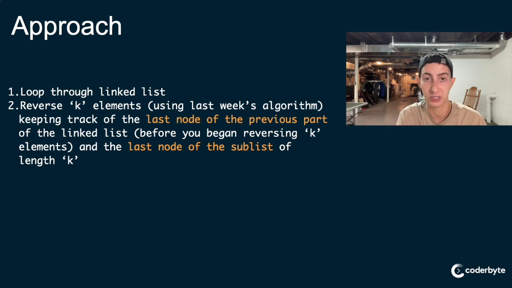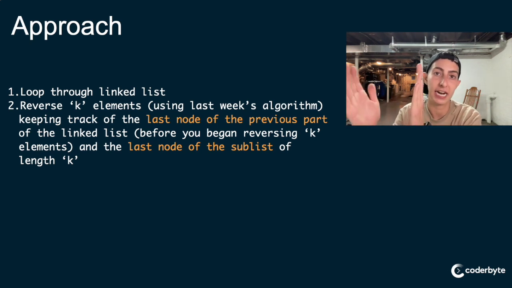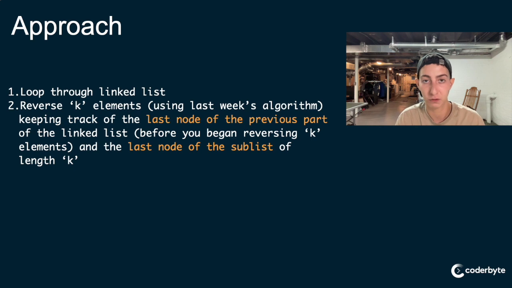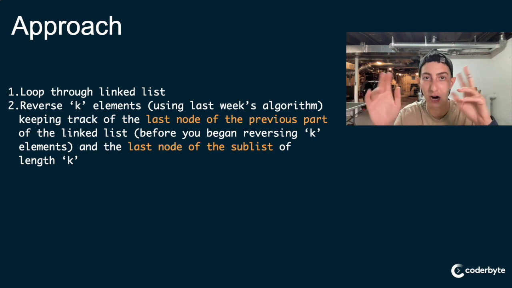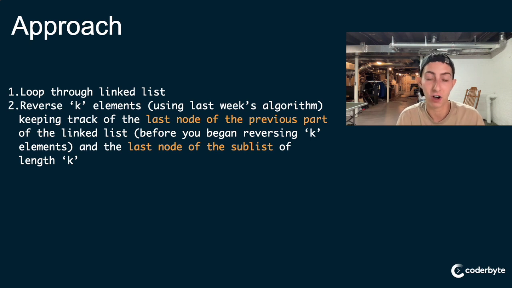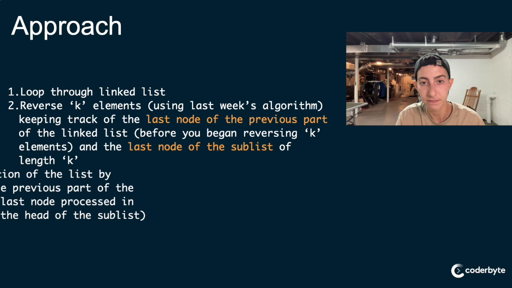Hopefully with a visualization it will really make sense. So we have to keep track of that. And the other thing we have to keep track of is the last node of the sublist after we've reversed it, because we have to have that node's next point to the next node in the parent linked list to put it back in its place before we took it out, reversed it, and put it back. So those are the differences so far between last week's algorithm and this week's algorithm.